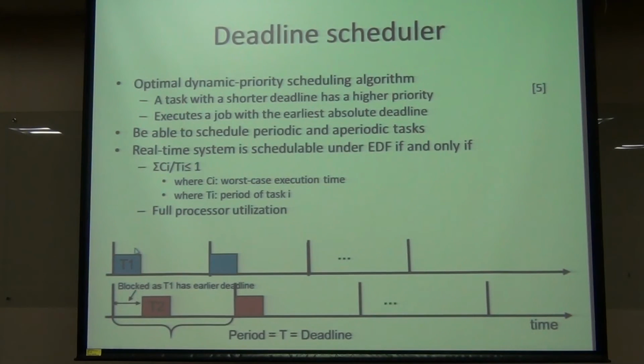So, earliest deadline first: instead of assigning priority, your task is scheduled based on the deadline. If your deadline is closer, then you will be scheduled. So it's dynamic scheduling. It depends on how far your deadline is; it can be scheduled sooner or later. So that's the main idea of this.